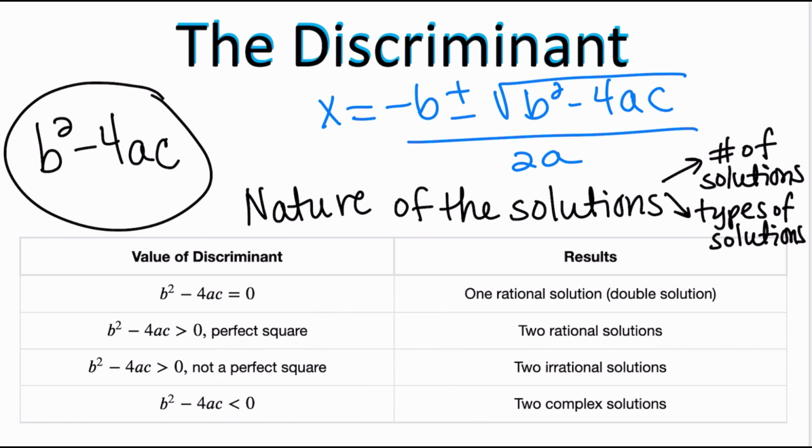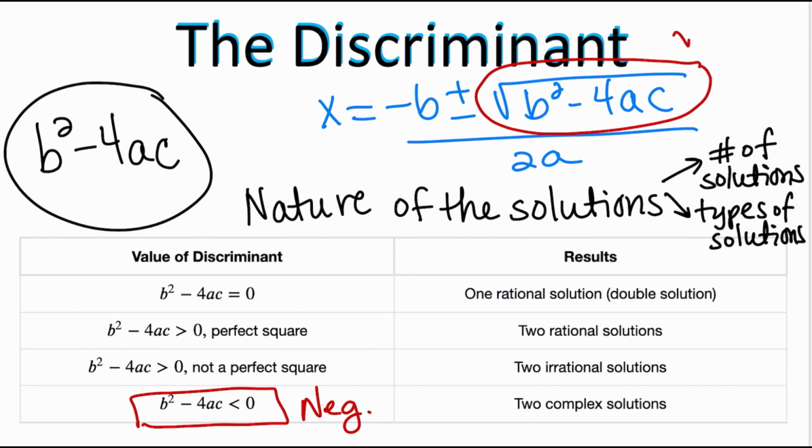What else can happen with my discriminant? Well, it could very well be that it is a number less than 0. A number less than 0, those are negative numbers. If you get a negative number as a discriminant, that means that inside of this radical, you're going to end up with the square root of a negative number. And we all know that the square root of a negative number is going to be an imaginary or complex number. So that means that if you end up with a discriminant that is negative, you will have two complex solutions.